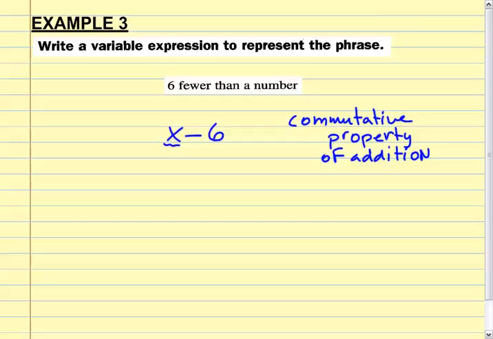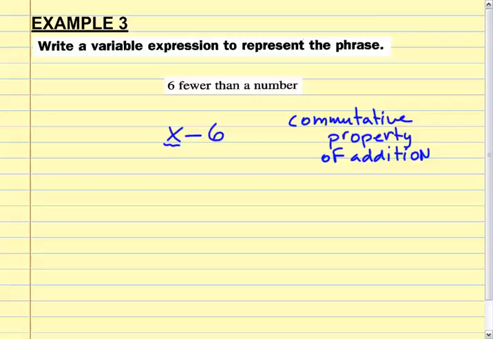Is subtraction commutative? Can I flip those around and still get the same answer? No. Is multiplication commutative? It is. Doesn't matter which one's in front of the other. When I multiply them, I still get the same answer. Is division commutative? No. That makes them reciprocals, doesn't it? Okay? Good. Now I got some questions, it seems like.